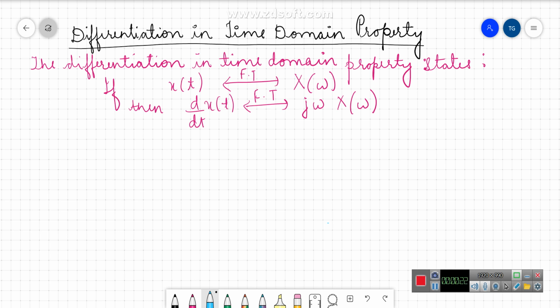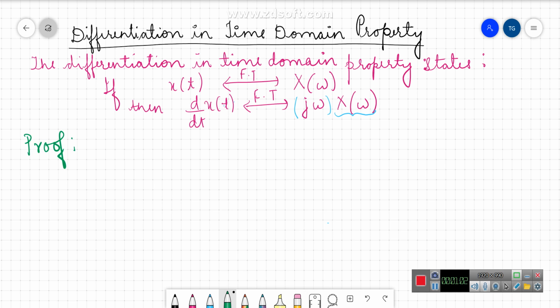What does it state? That differentiation of a function in time domain is equivalent to the multiplication of its Fourier transform, that is this X of omega, getting multiplied by a factor j omega. So when we are differentiating a time domain signal, that is x of t, its Fourier transform is getting multiplied by j omega. That is what this differentiation in time domain property states, and now we will see how to prove it.